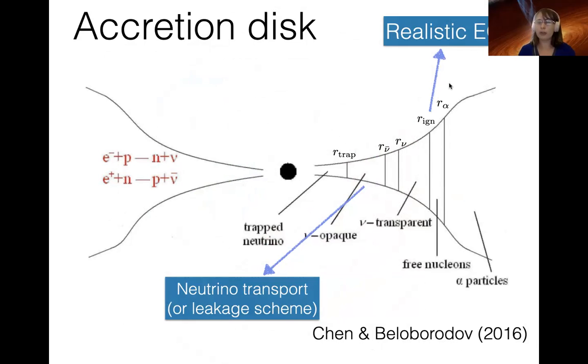Well, we're going to need to consider what happens when the alpha particles dissociate. And in order to do that, we're going to need a realistic equation of state. On the other hand, we also need to consider what happens when neutrinos cool the disk. So we need some kind of neutrino transport or approximate neutrino transport, which is what we used, which is called the Leakage scheme, in this case in particular.